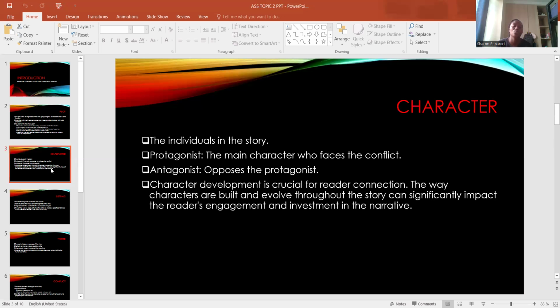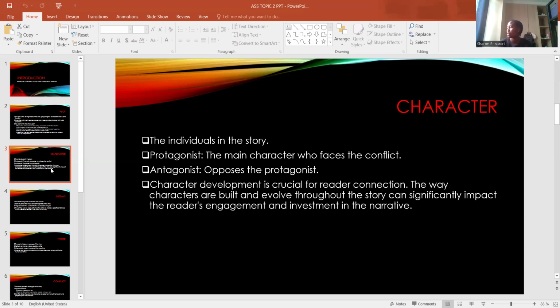Then we go to the next element, which is characters. When writing a story, obviously you have to come up with characters. Make sure that you have a protagonist, the antagonist, and the other characters. The protagonist is the main character who faces the conflict, and the antagonist is the one who opposes the protagonist, who brings up the conflict.